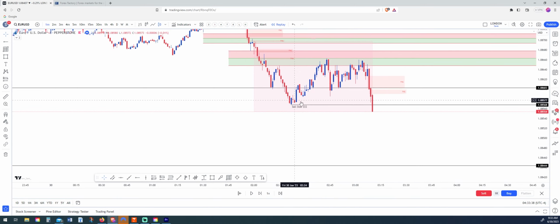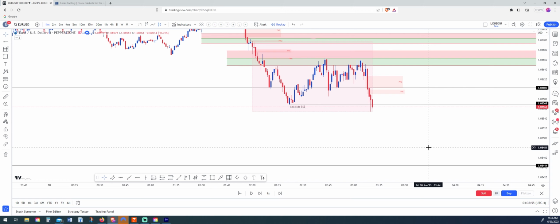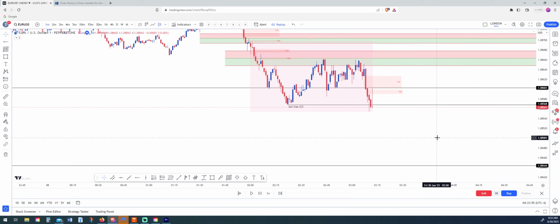Let's see. So we've displaced below this. We've taken that low, however, we've closed back inside the range. So this is not a displacement out of the range. So I'm not going to be taking a short here because at the moment we're rejecting off this sell side. So we're closing in. We want to see strong displacement down if we're going to be taking a short here.